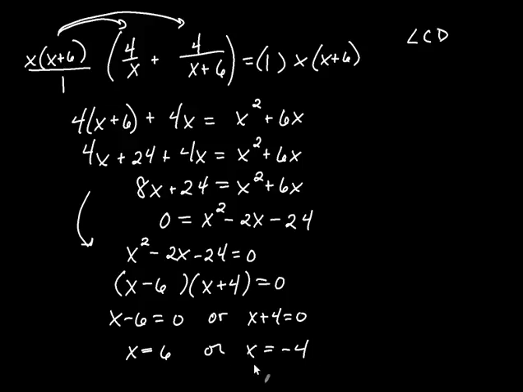Now remember, x represents the landscaper's time. So the landscaper's time can't be negative 4, right? In other words, the landscaper can't save time in her life by creating a garden bed, right? She can't gain 4 hours. So the landscaper, it takes her 6 hours to create this bed. So let's write that down. The landscaper takes 6 hours to do this individually, right?